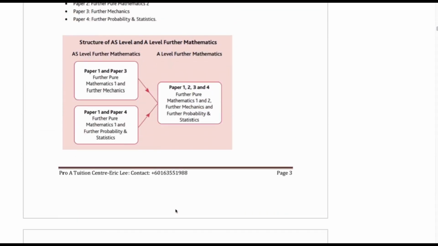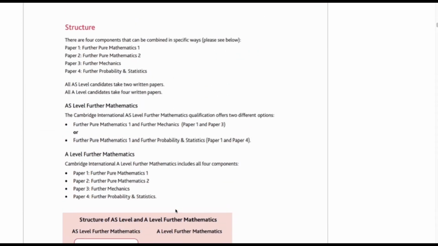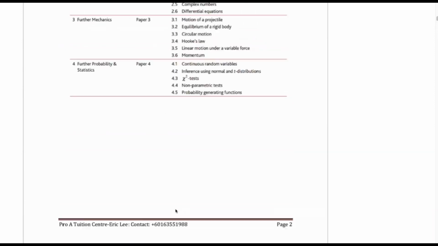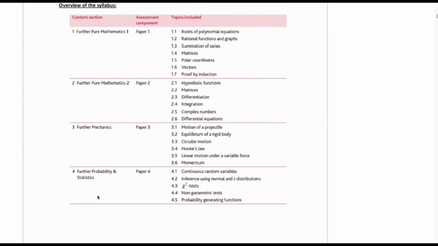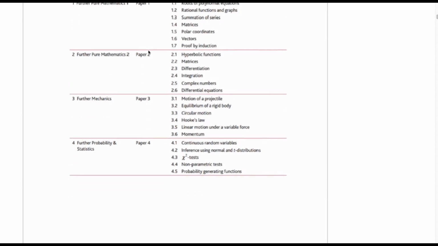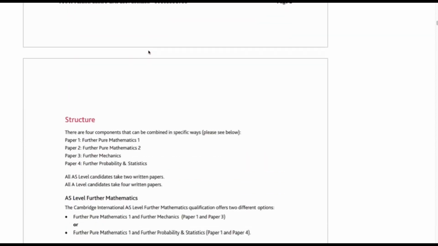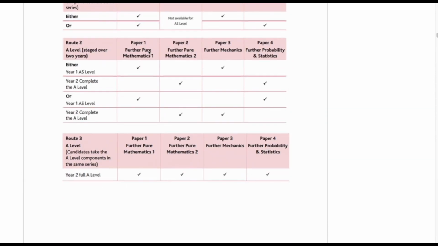And again, which paper are you taking for your coming May, June exam? Pure maths one and statistics. Statistics, okay. So we have to go through these two before May, right? Yes. So paper one and paper four. Okay, no problem for this.